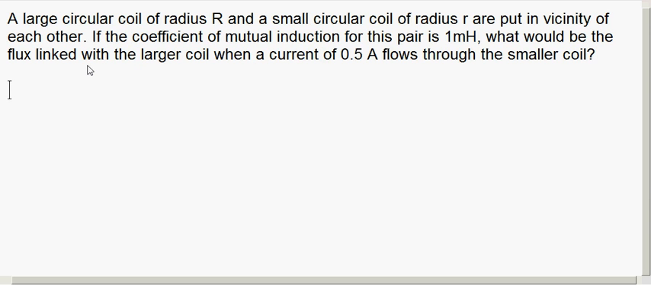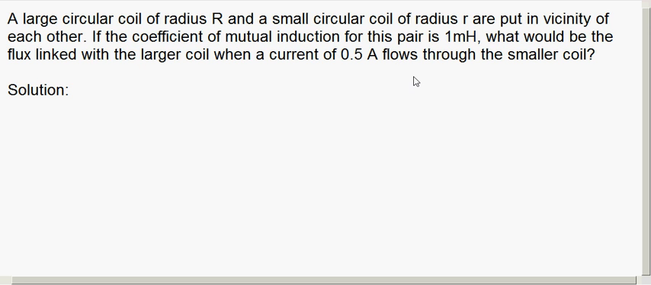Okay, so we'll read it once. A large coil of radius r and a small coil of radius r are put in the vicinity of each other. If the coefficient of mutual induction for this pair is 1 millihenry, what would be the flux linked with the larger coil when a current of 0.5 ampere flows through the smaller coil?